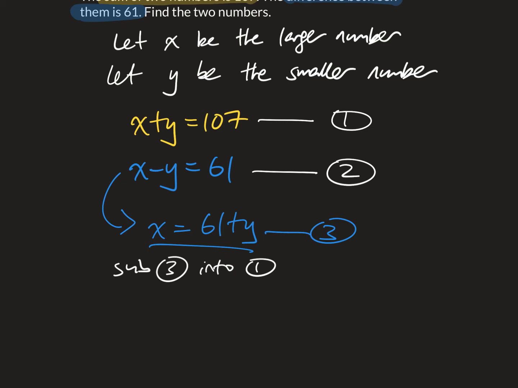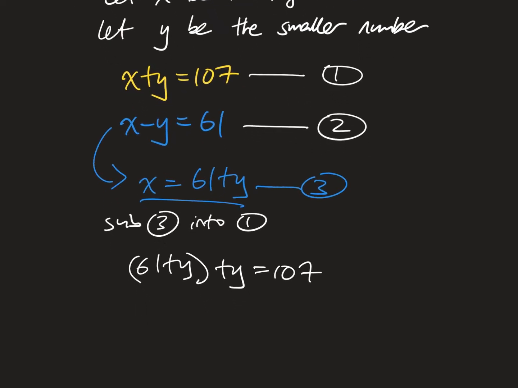So x plus y equals 107. So I can say that 61 plus y, which is x, and then plus y equals 107. Right? This is actually x, if you look back at equation 1. So what we have now is 61 plus 2y equals 107. And then we have 2y equals 107 minus 61, which gives us 46. And that gives us y equals 23.